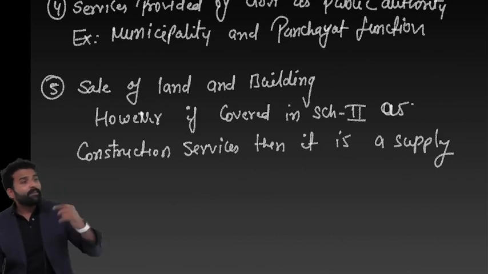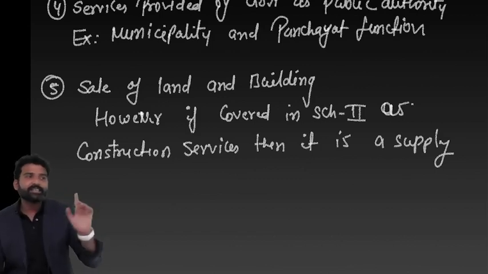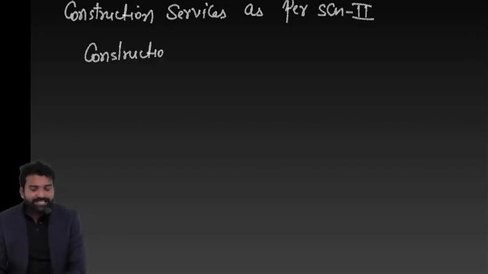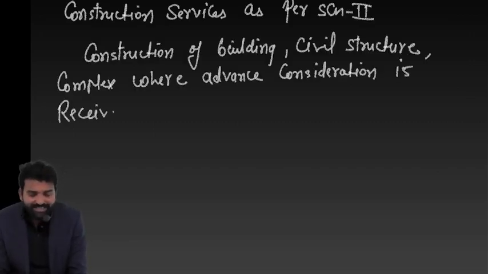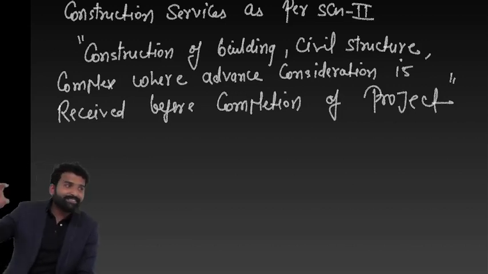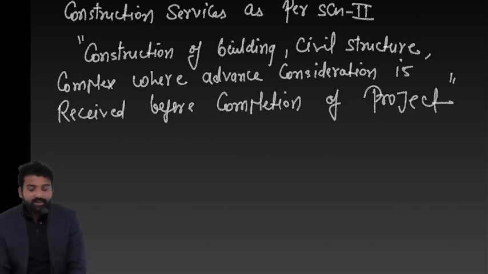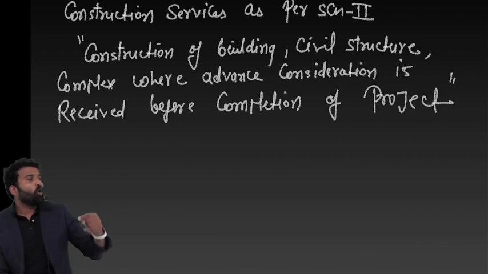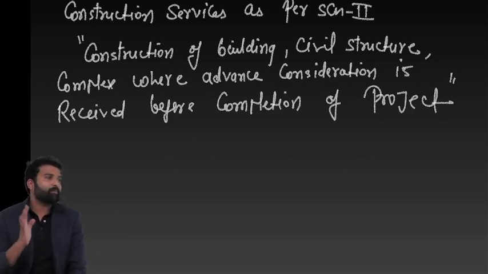Then what will be covered under GST? Under-construction property. So what is covered in GST? Construction of building or civil structure, where advance consideration is received before completion of the project. So if I am receiving any advance consideration, then it will be under the ambit of GST. What will not be under the ambit of GST? Ready-made properties.